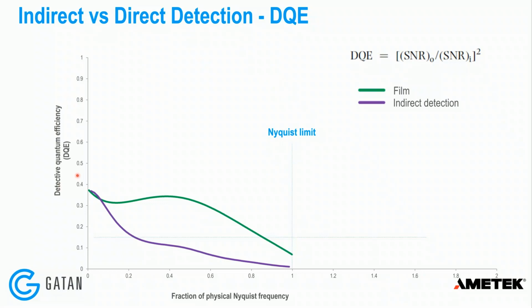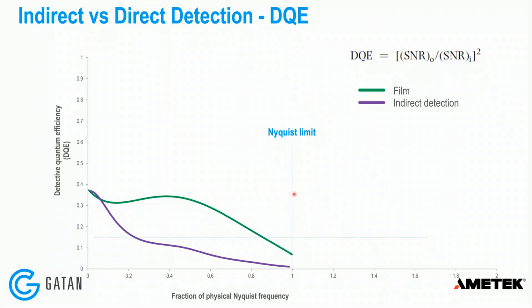If you look at the DQE curve of indirect detection compared to film, they're easily equivalent at very low spatial frequency. But as you increase the spatial frequency, at higher resolutions, film outperforms an indirect detector by quite a lot. That's really the rationale behind making a direct detector. We want some sort of electronic detector that outperforms film.